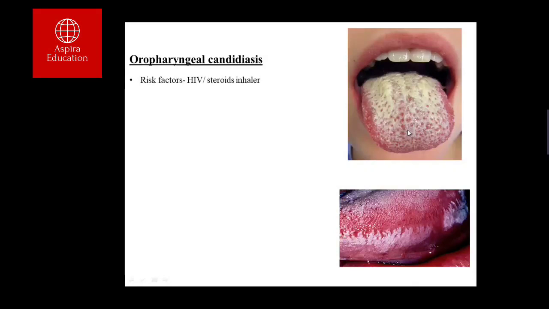Now, oral candidiasis is usually seen in patients who have some risk factor. For example, a patient with uncontrolled diabetes, patients who are immunocompromised, especially with HIV infection, or patients who are using steroid inhalers. In an asthmatic patient who inhales steroids, what happens if the technique of inhalation is not appropriate? Most of the steroid will land up in the pharynx or in the oral cavity.